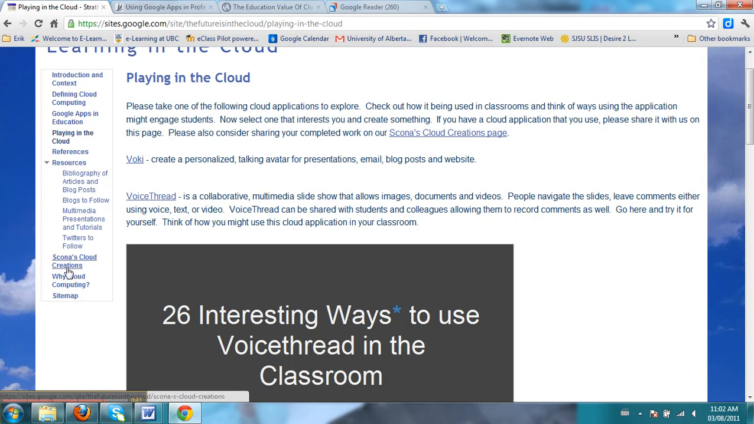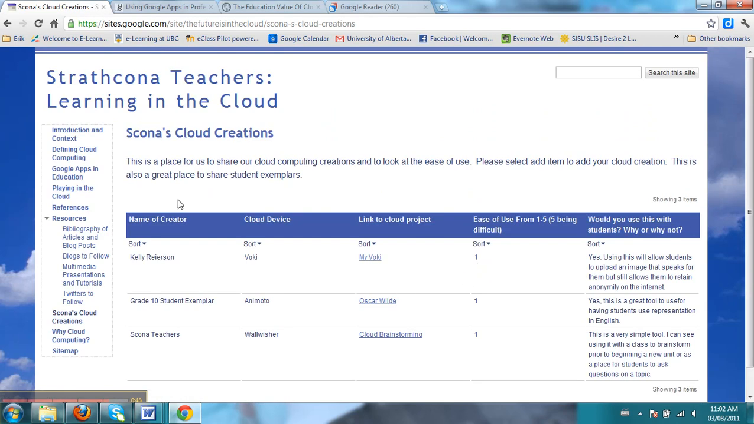And this section here, I'm running out of time, but this section here with some examples of your school's cloud creations is also a really good inclusion for your teachers to be introduced to some of the options within your school.